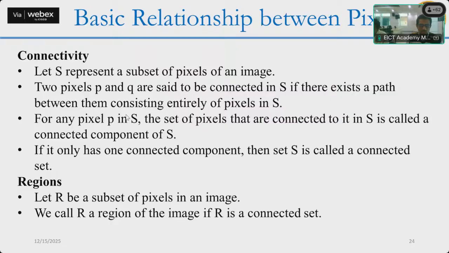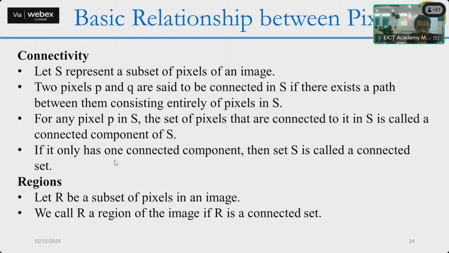For two pixels, P and Q are said to be connected in S if there exists a path between them consisting entirely of pixels in it. So what we are saying in the last diagram is that if there is a path between two pixels which are in the set S, then we say that they are connected. For any pixel P in S, the set of pixels that are connected to it in S is called a connected component. Those which are connected, we call the connected component.